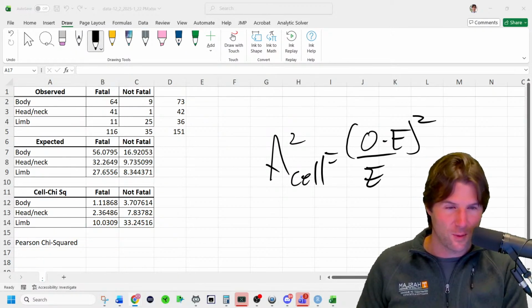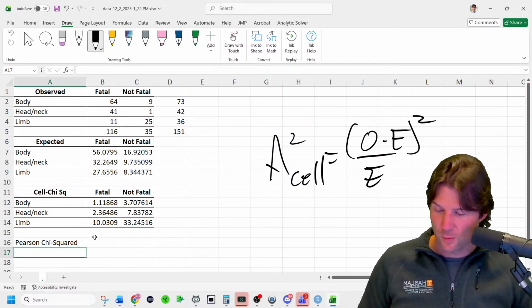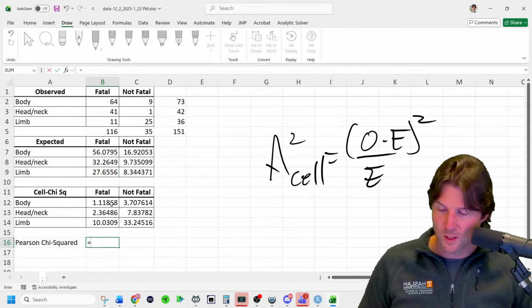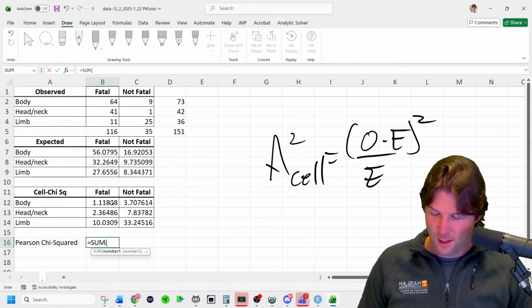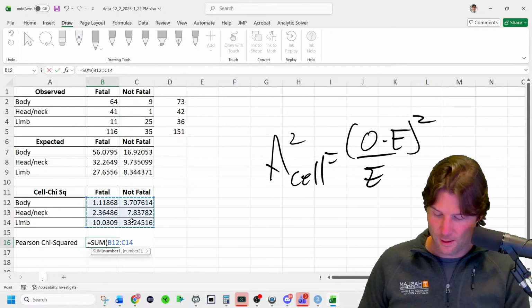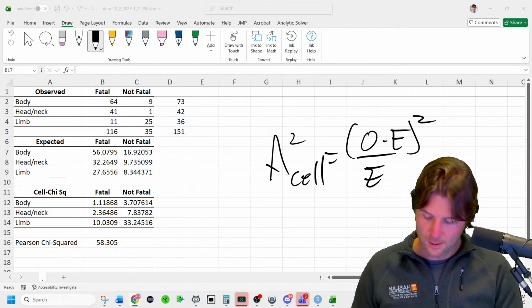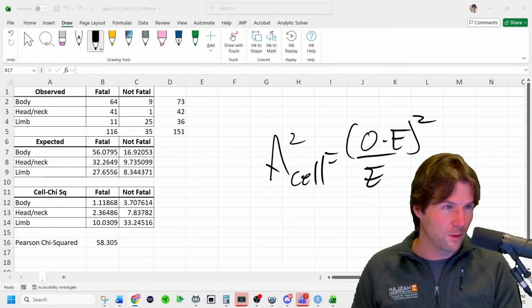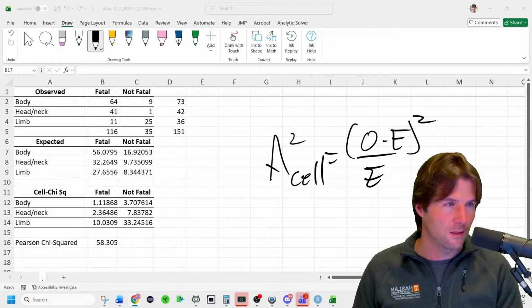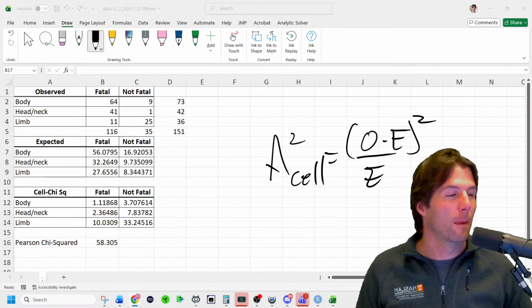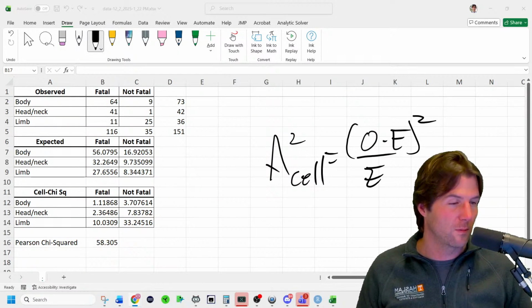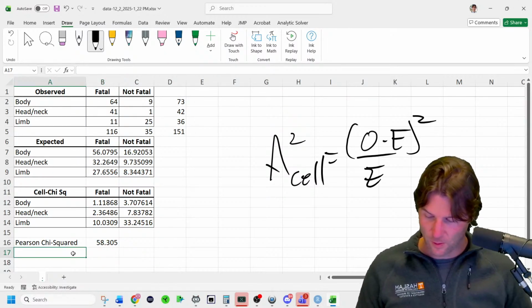You take the sum of all the cell chi-squareds. So we should be able to do that right here, and goes equals and then sum. And there might be a way in Excel to find the p-value for chi-squared. There might be a chi-squared distribution function. Oh, equals. So I'm going to write this here.